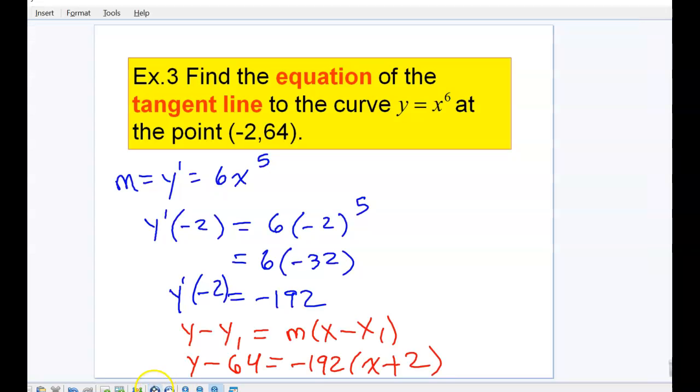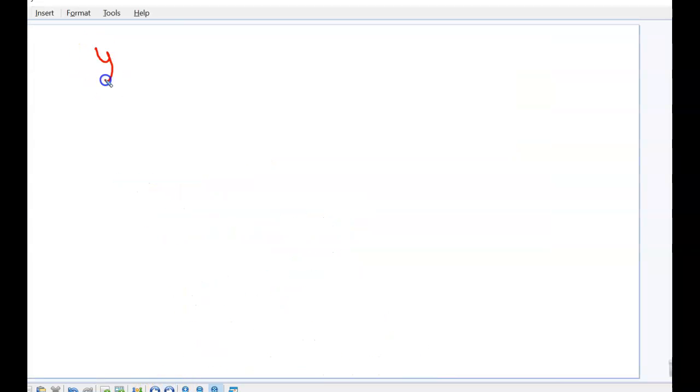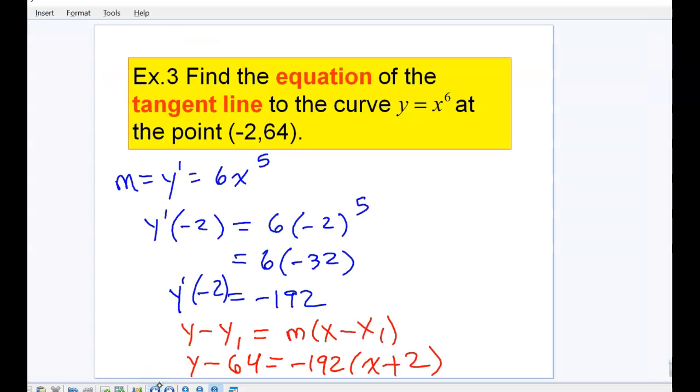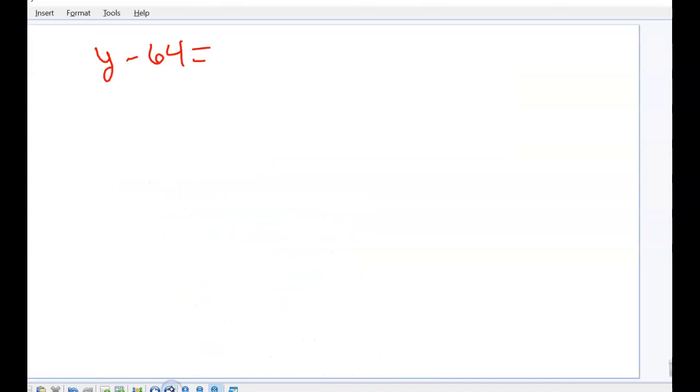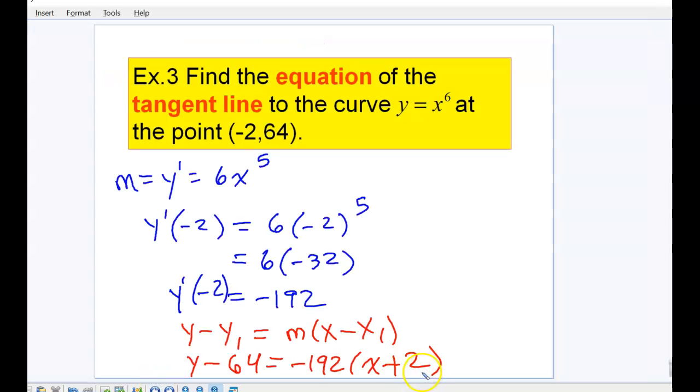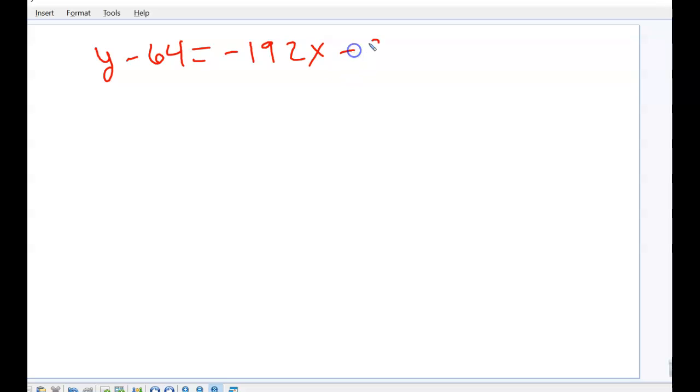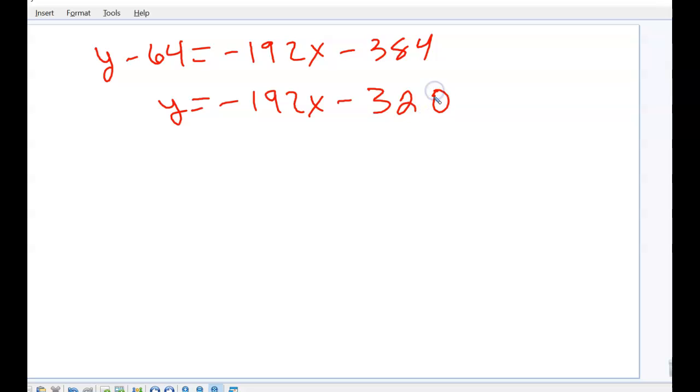So if we put it in slope-intercept form, I would distribute the -192. So I would get -192x, and -192 times 2 is going to be 384. And then if I add 64 to the other side, I would get y equals -192x minus 320.